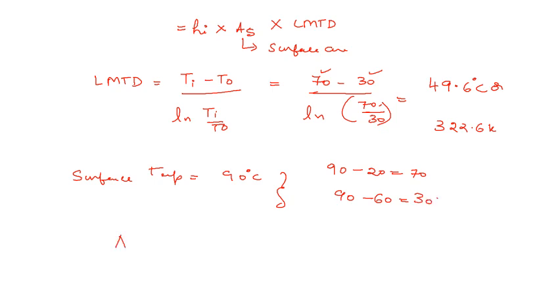To find out the surface area, the shape of the given heat exchanger is cylindrical, that's why we can use pi d L. Accordingly, pi into diameter, 4 centimeter has been given, so into 4 divided by 100 for centimeter to meter conversion, and 9 meter, which is given in meter. So I can find out the area, and it comes to be 1.13 meter square. Next, we have to find out the mass flow rate.